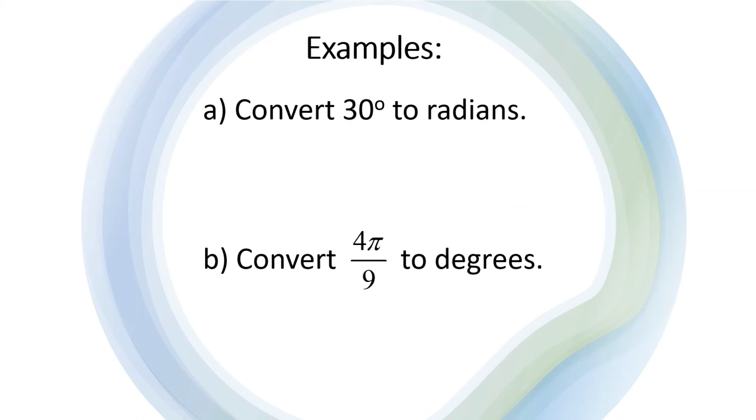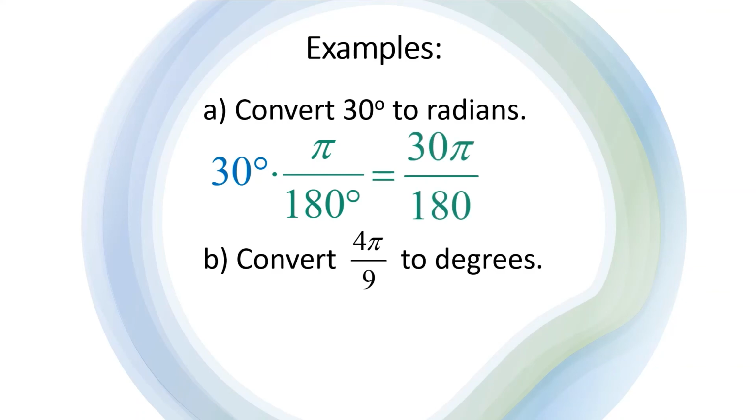We want to convert 30 degrees to radians. So we're going to multiply by pi over 180. The reason I choose that ratio is because I want the degree signs, that unit of measure, to cancel out. I want to cancel out the degrees. So I put the pi in the numerator and the 180 degrees in the denominator. The degrees will cancel out, and then I can simplify the fraction. Pi over 6 is the radian measure equivalent to 30 degrees.